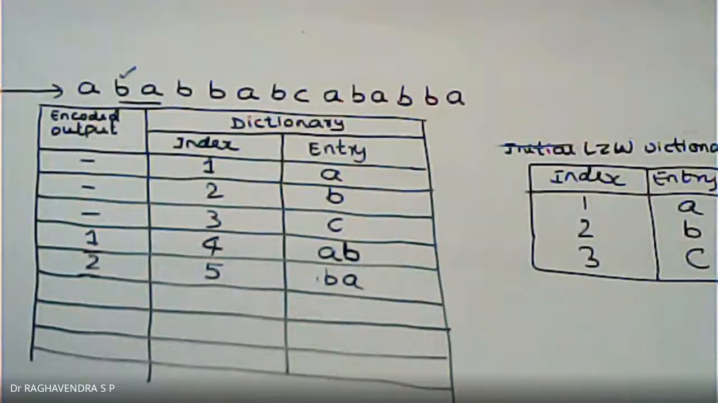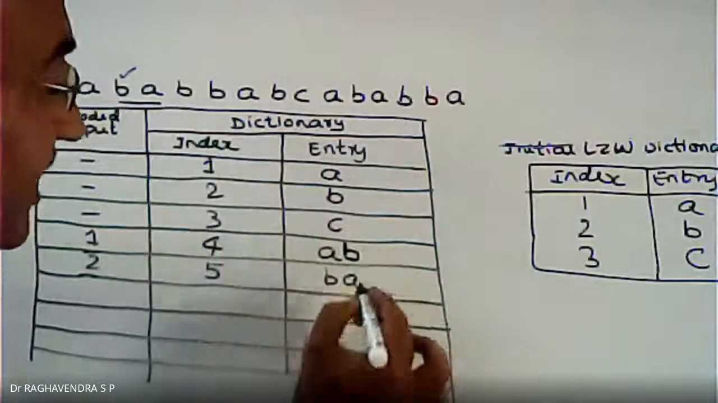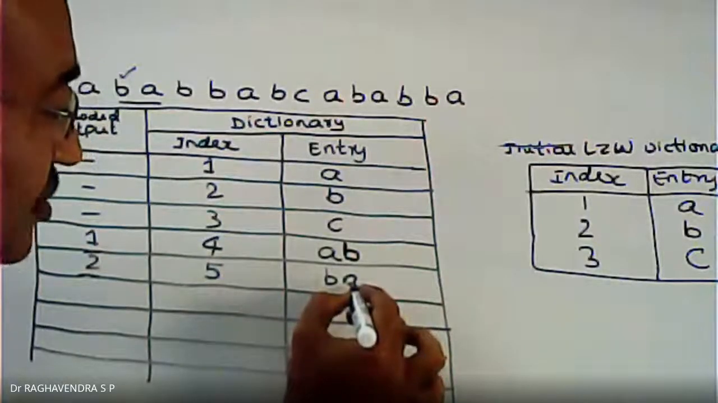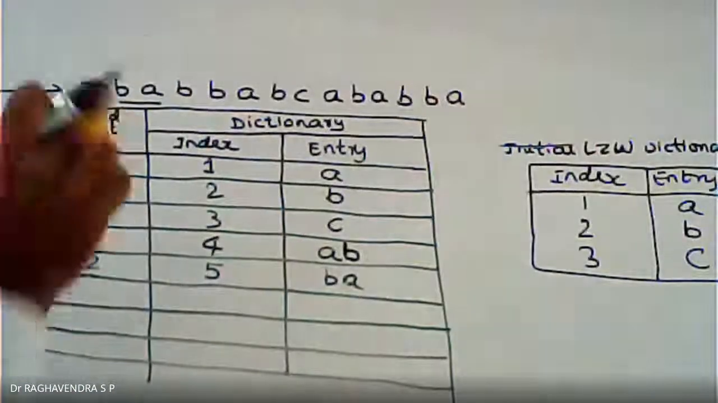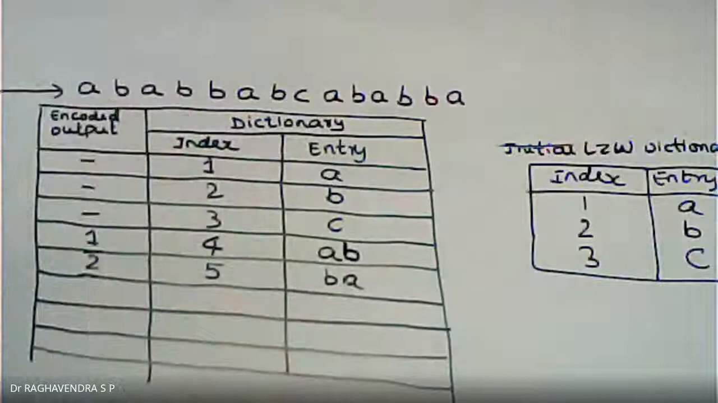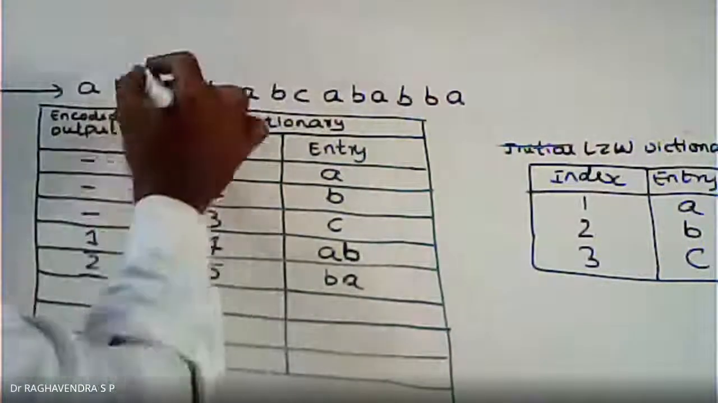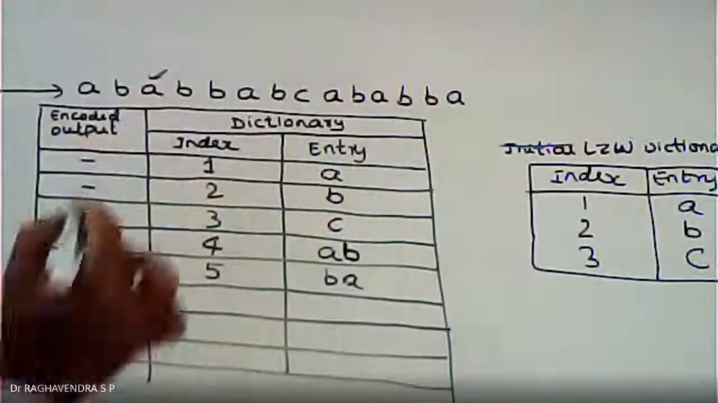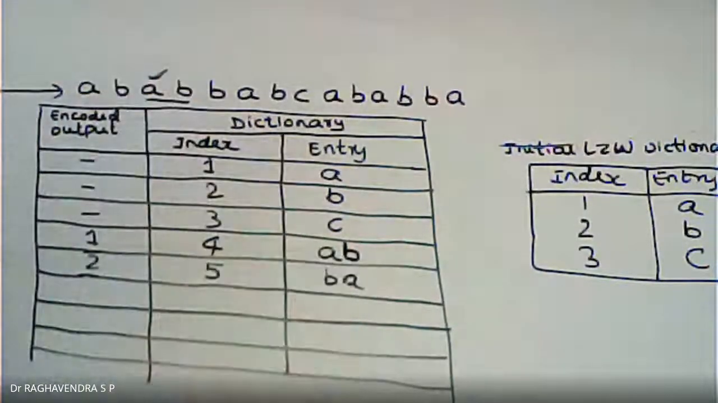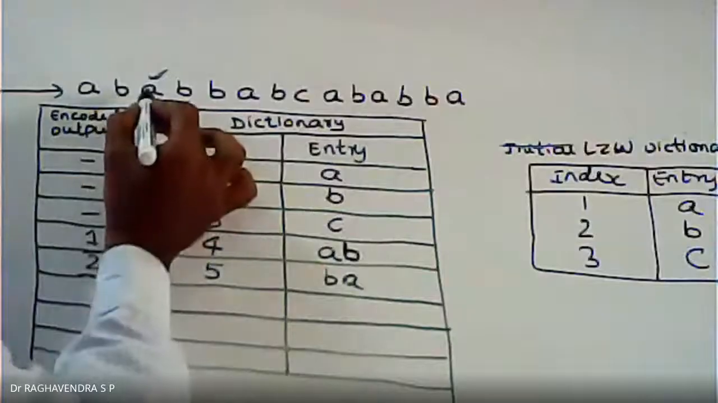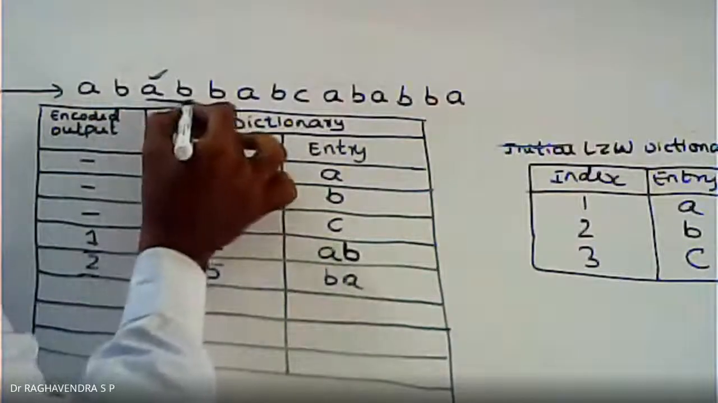Now take the last entry value. How much? A. So now you have to start from here, from A. Now take AB. Check whether AB is already present in the table. Yes, sir. So that is why we cannot take AB. We will continue the combination process.